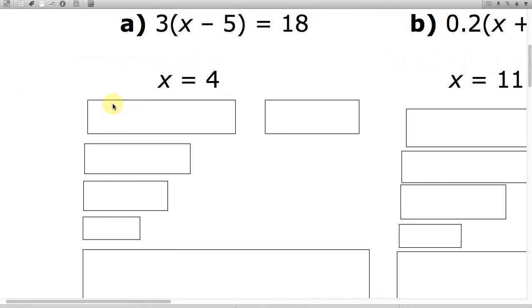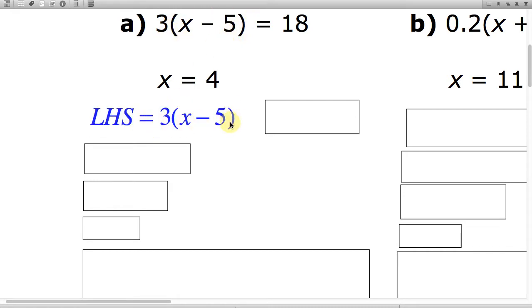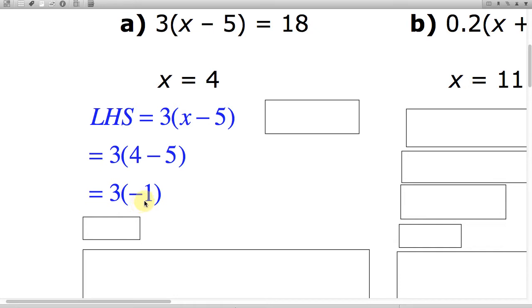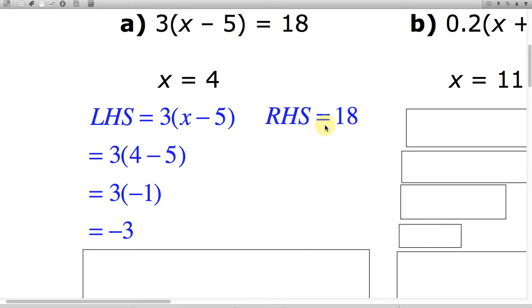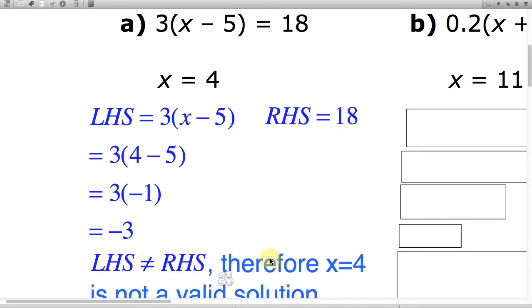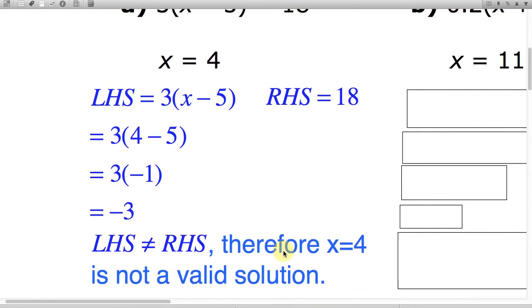Alright, the first one, the left-hand side of the equation originally is 3 times x minus 5. If you replace the x with 4, then when you calculate the left-hand side's value, it will be negative 3. But the right-hand side of the equation is actually 18. So since the left-hand side is not equal to the right-hand side when x is equal to 4, x equals 4 is not a valid solution for this equation.